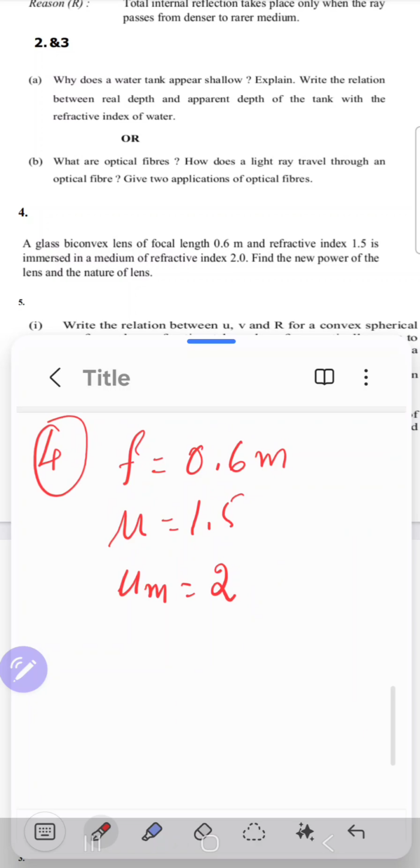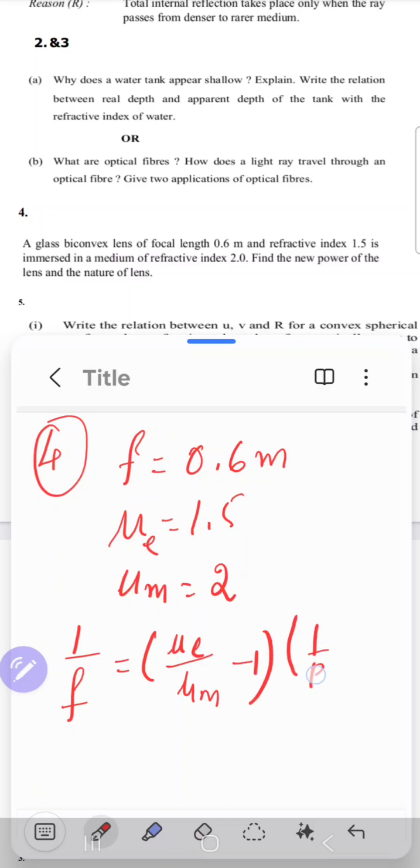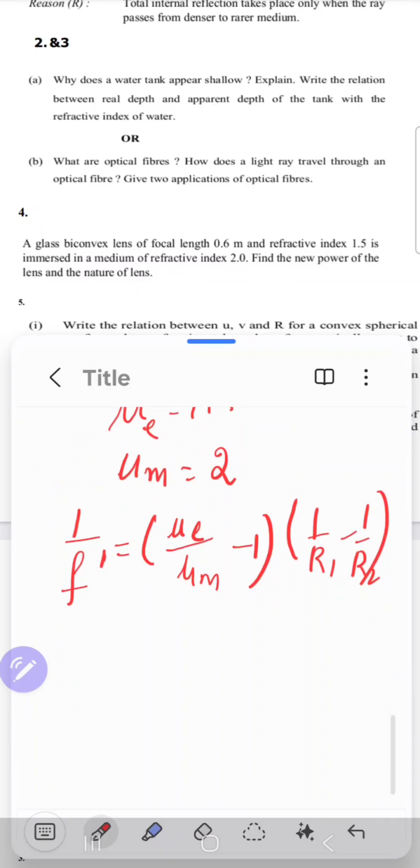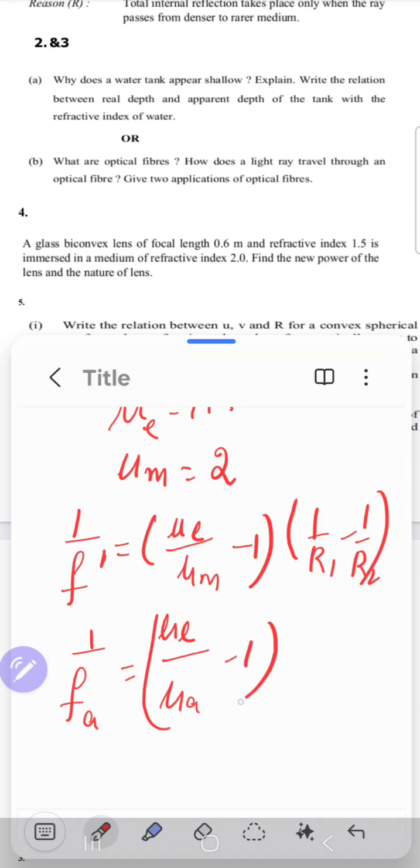So the new power of the lens we have to find out. We can use the lens maker's formula. So this is the refractive index of the lens over the refractive index of the medium, minus 1, times 1 over r1 minus 1 over r2. So this is the focal length of the lens in the medium, and the focal length of the lens in air is the refractive index of the lens over the refractive index of air, which is 1, minus 1, times 1 over r1 minus 1 over r2.